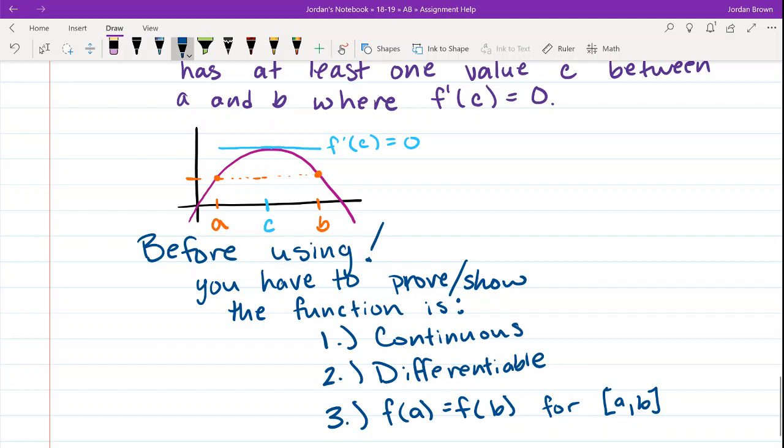Would you actually need to test for continuity if it has to be differentiable? Yes, because in order to be differentiable, it has to first be continuous. So you have to go through all three of the steps. You can't just assume it's continuous.